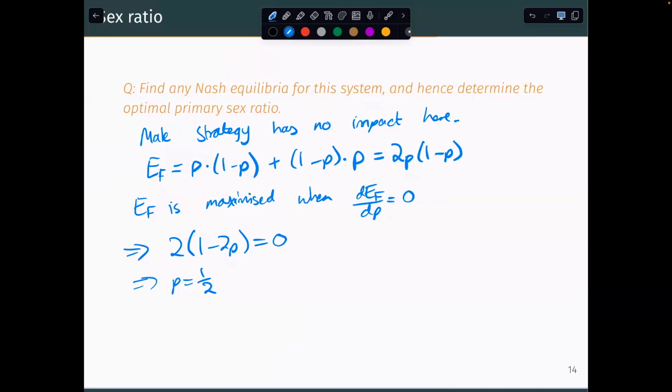Rather, the optimal primary sex ratio here is going to be a half. So you should produce males and females in equal quantity. Intuitively, this should hopefully make some sense. There's actually some deeper analysis you can do on this. I've simplified this problem, not quite oversimplified it, but it's presented in a very simplistic way.